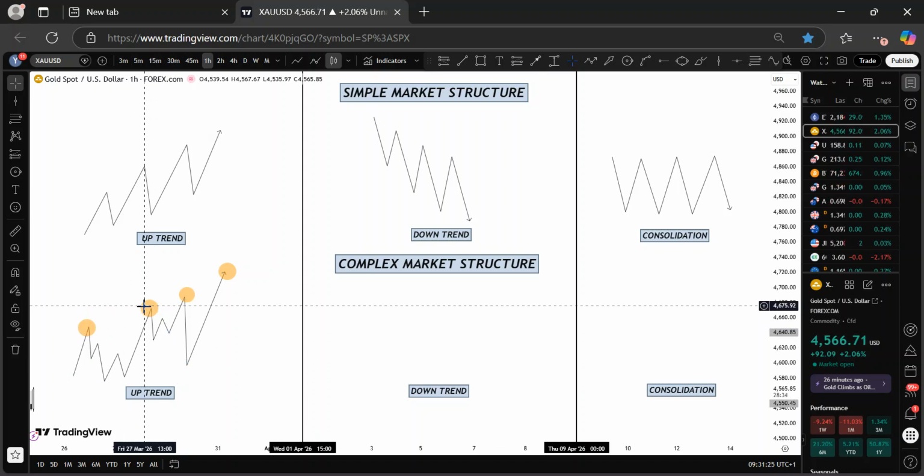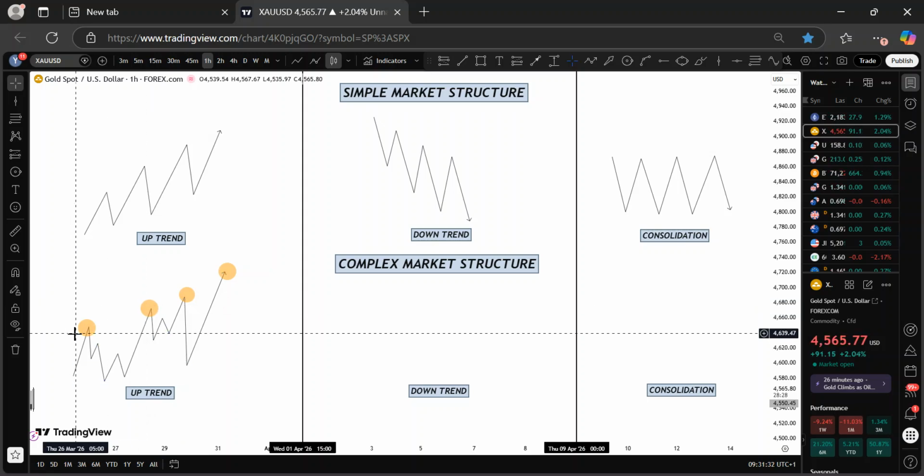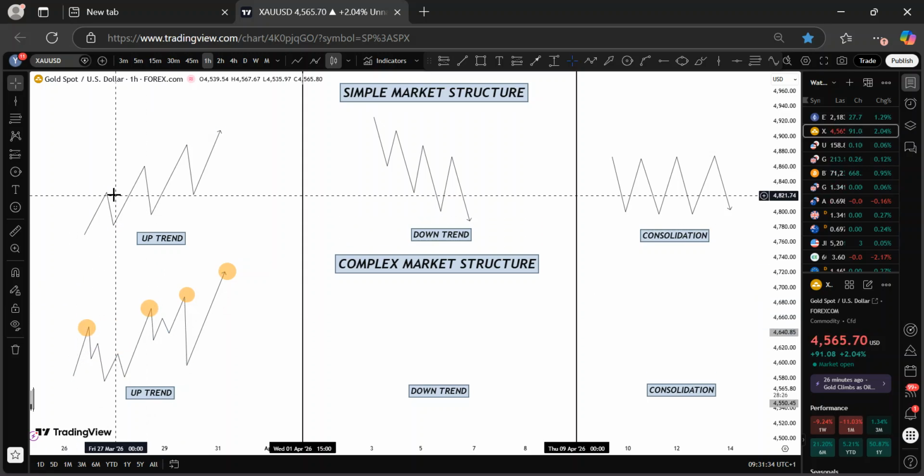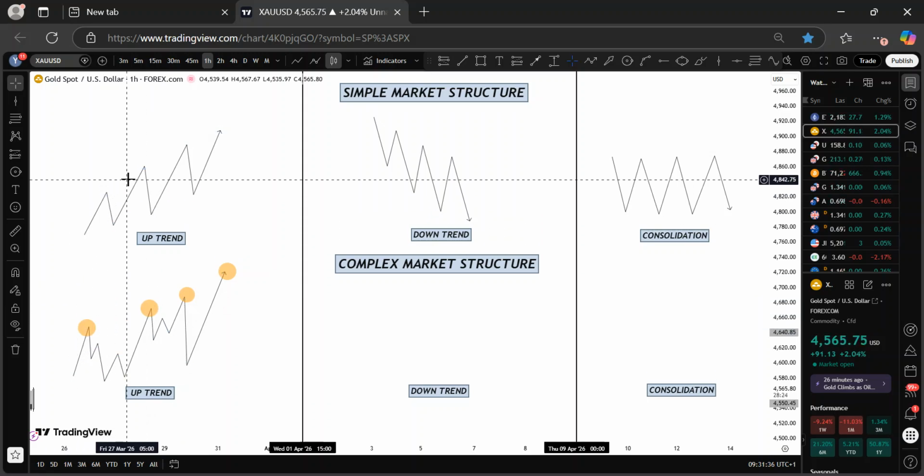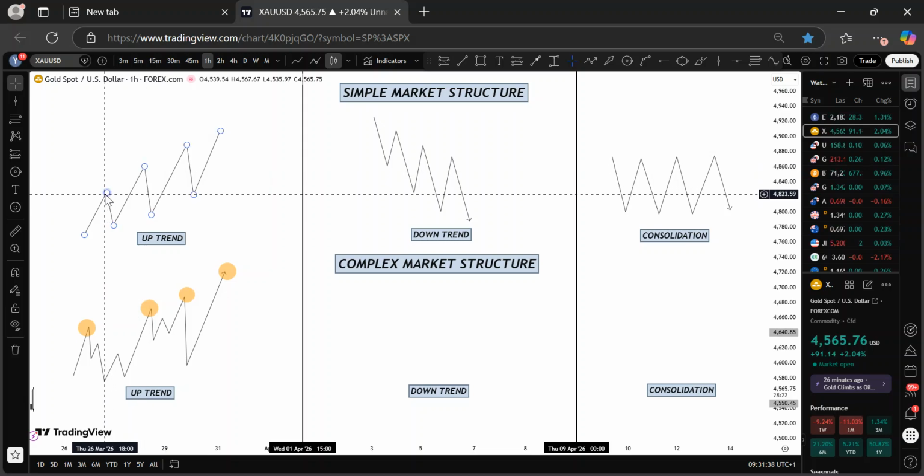So how do we recognize that it's an uptrend? Because this second high that was created is higher than the previous high, just like how we have it here now in the simple market structure. This second high is definitely higher than this.